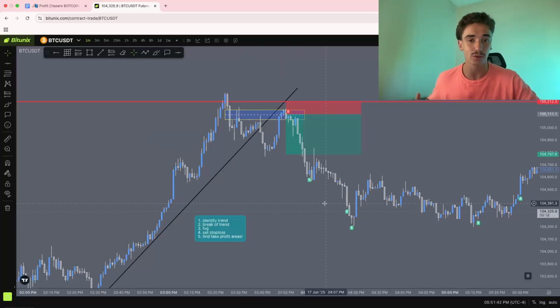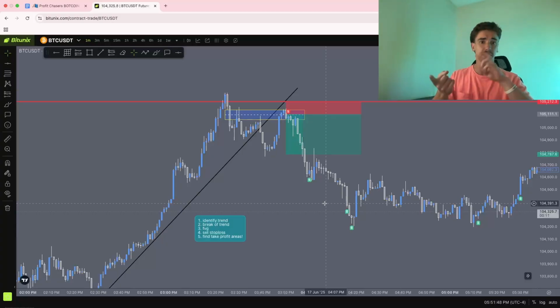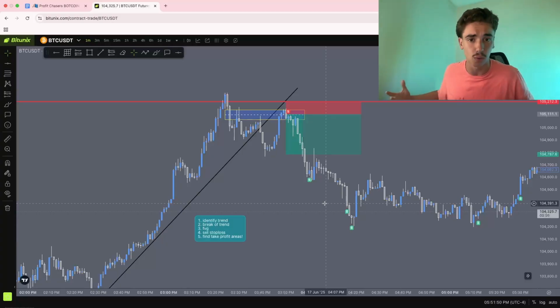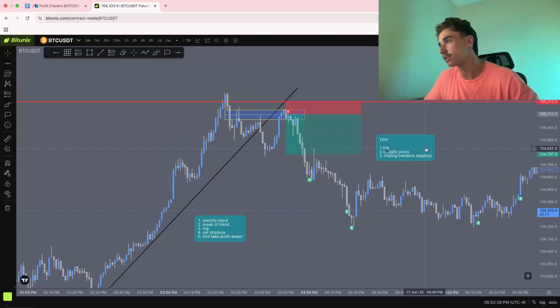Now the last and final step is, where do we know where to take profits? Are we looking for draws in liquidity? Are we looking for more fair value gaps? Are we looking for changes of character? How do I know? So as you can see here, I've listed out our take profit areas.